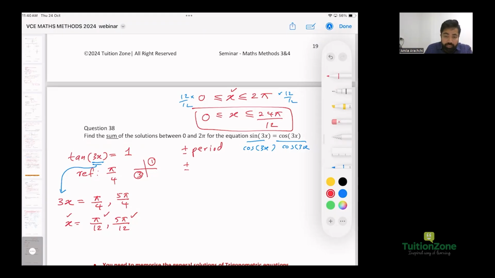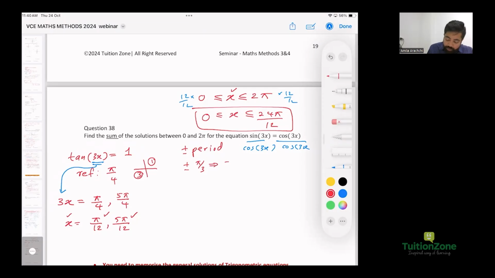Pi over 3. Perfect. Pi over 3. So are we plussing or minusing the pi over 3? I don't think there's any point in minusing, because we don't have negative values. Also, try to make it simple. Can you see that both answers are over 12? Can you change this as well to over 12?